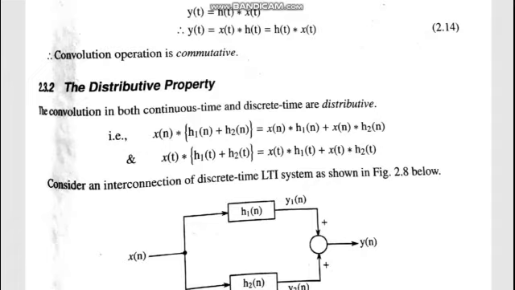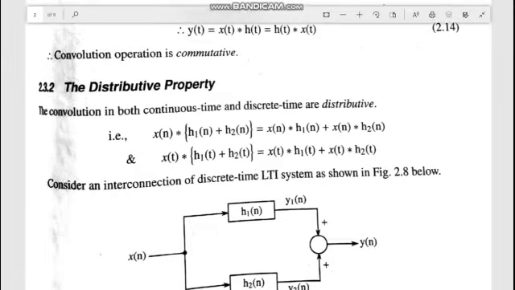See the above equation, that is x of n convolved with h1 of n plus h2 of n. This equation can be written as x of n convolved with h1 of n plus x of n convolved with h2 of n. Just open the bracket. Already you have studied this distributive, associative, commutative property previously. The similar technique we are using here. And x of t convolved with h1 of t plus h2 of t is equal to x of t convolved with h1 of t plus x of t convolved with h2 of t.